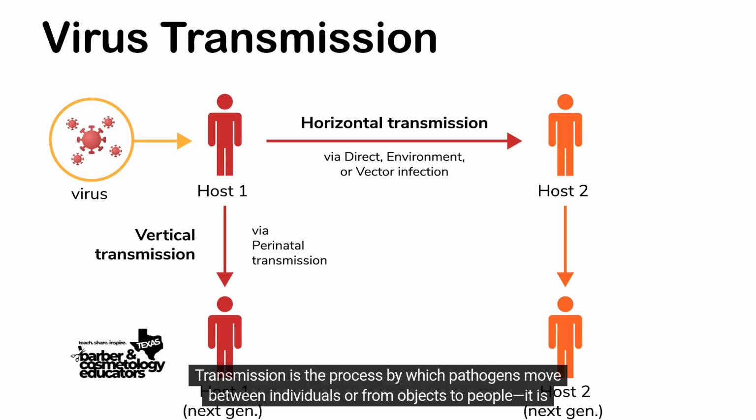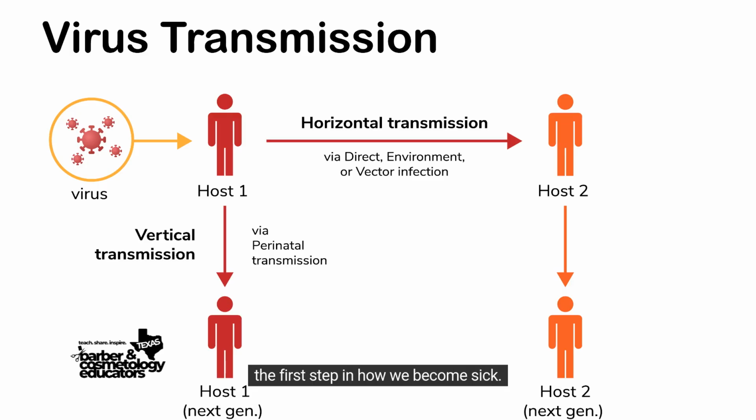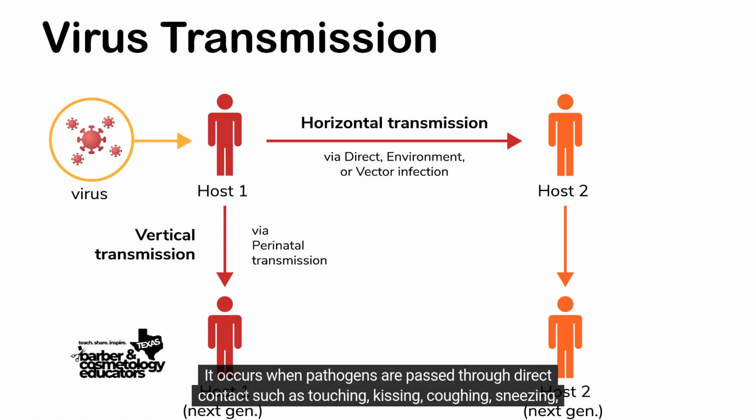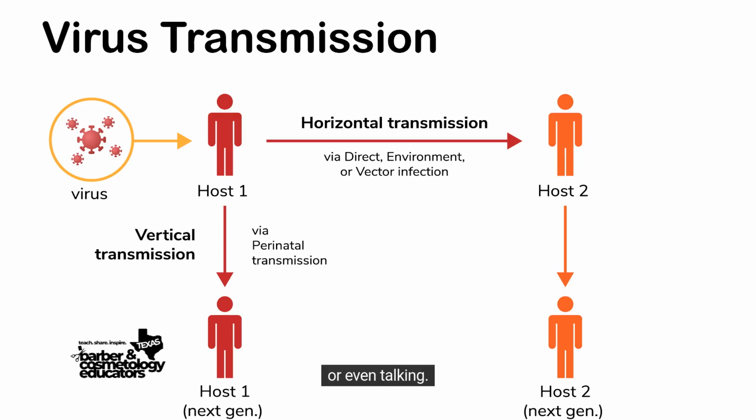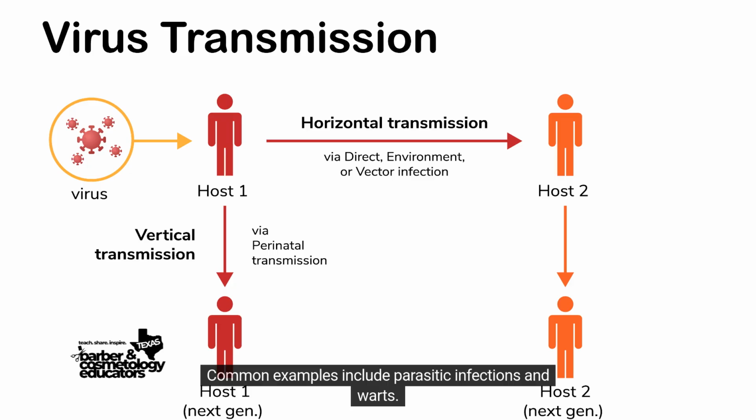Transmission is the process by which pathogens move between individuals or from objects to people. It is the first step in how we become sick. Direct transmission is the most familiar form of spread. It occurs when pathogens are passed through direct contact, such as touching, kissing, coughing, sneezing, or even talking. Common examples include parasitic infections and warts.